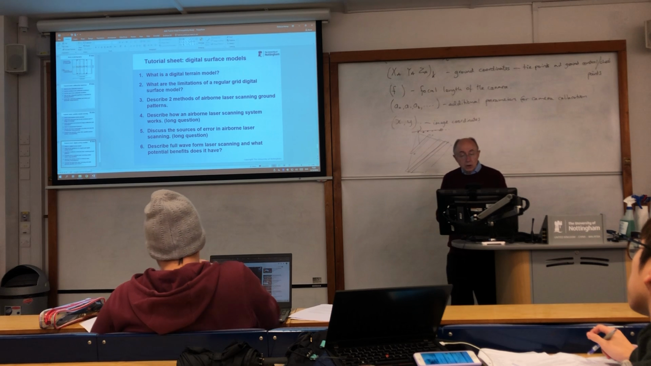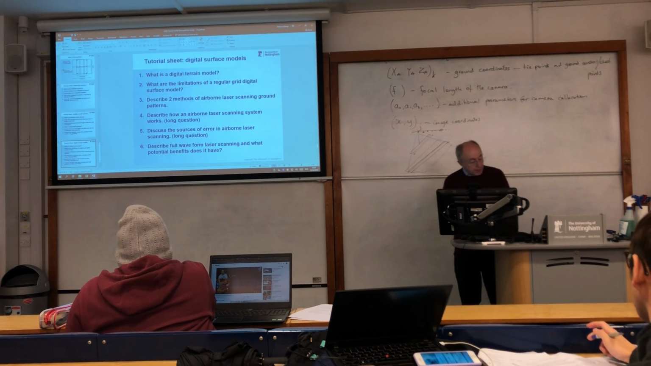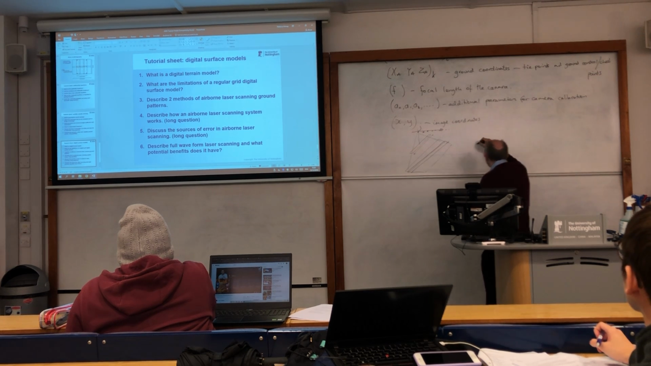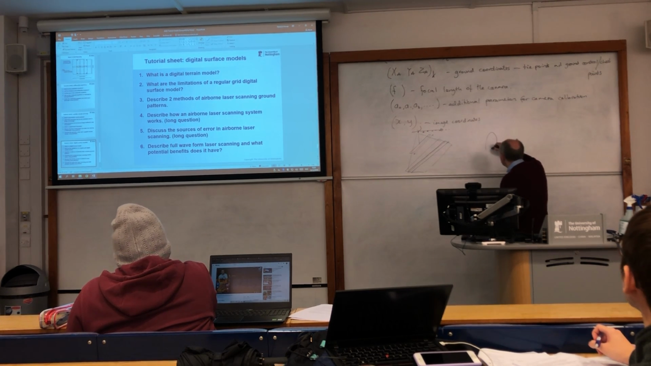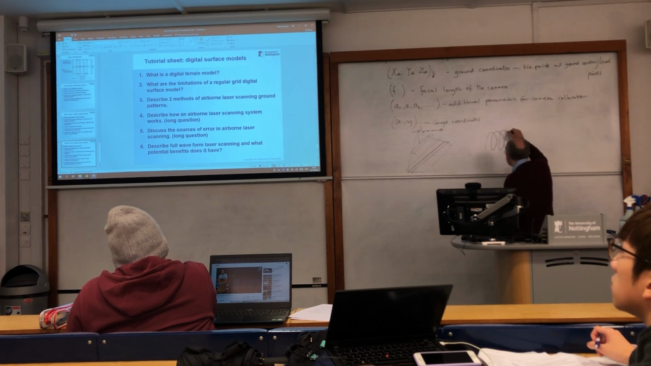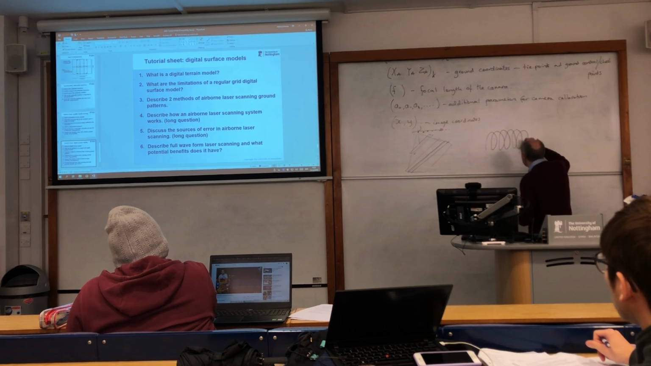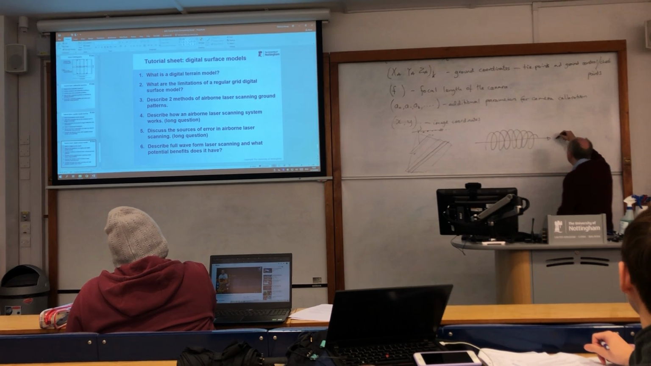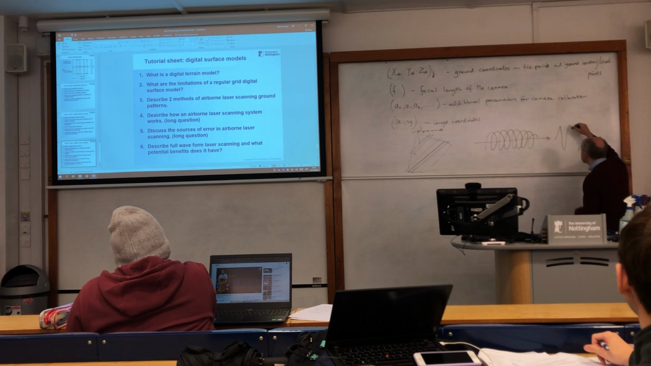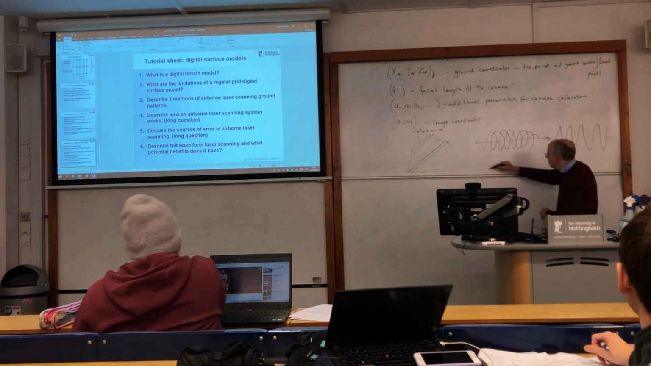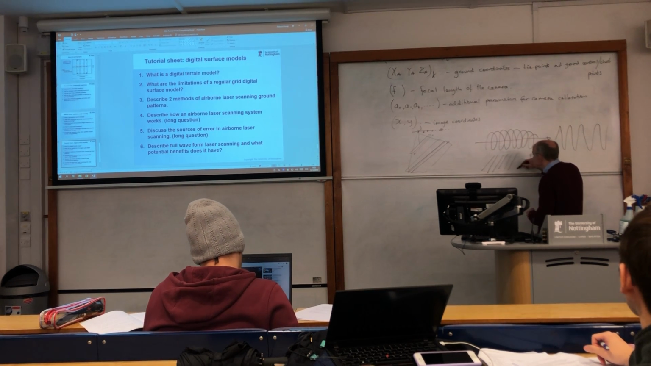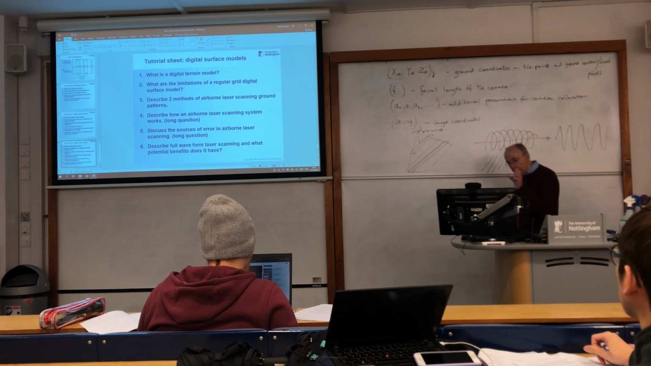Describe 2 methods of airborne laser scanning ground patterns. In other words, if you remember, I drew a series of pictures on the board, and you can get a scanner that goes round and round like this as the aircraft goes forward. Here's the aircraft going forward here. It could be a mirror that's doing this, so you're getting a zigzag. You can get one that's coming crosswise in lines like that. It just depends on the sensor head.